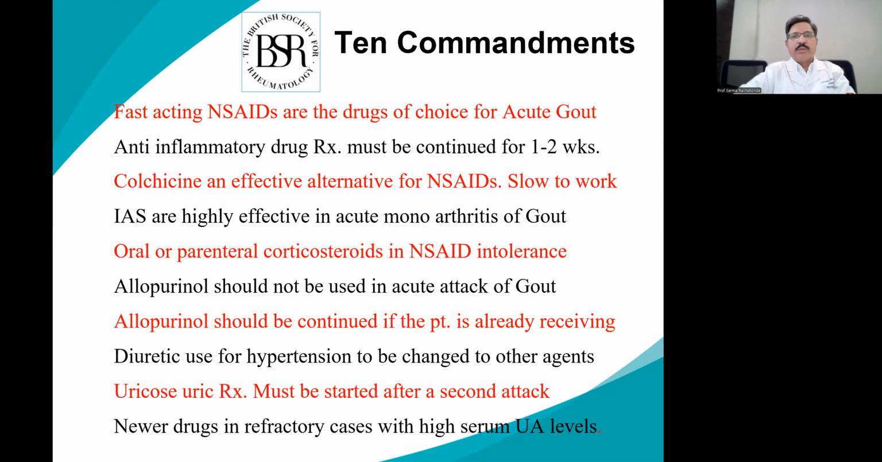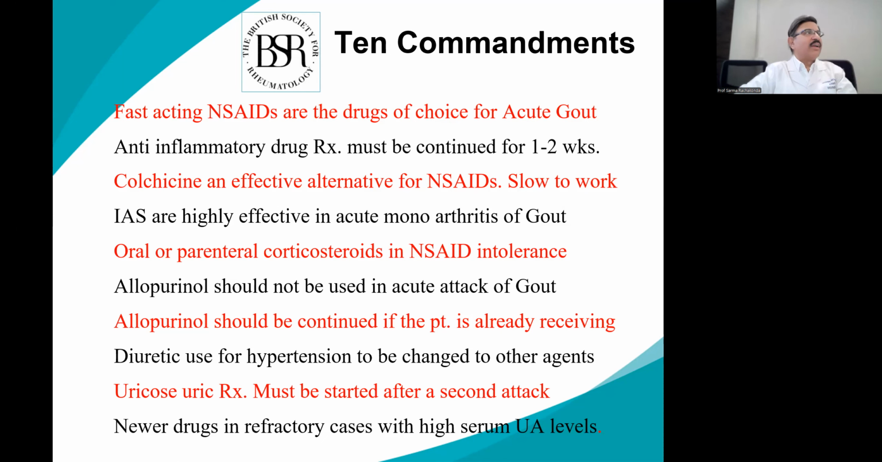Anti-inflammatory drugs are the treatment and should be continued for a minimum of 2 weeks. After that, you withdraw. Colchicine is an effective alternative to NSAID, but a little slower to work. Intra-articular steroids are highly effective if it is monoarticular gout. Oral or parenteral corticosteroids are used when NSAIDs are contraindicated. Allopurinol should not be used for acute gout.